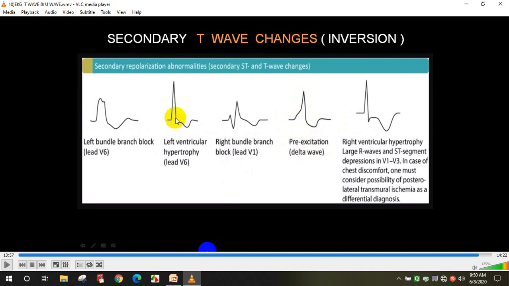If there is a narrow QRS and in V6 you see a tall QRS complex with a downsloping ST segment with T wave inversion, similar thing if you see in V1, this will be RVH. That is, the QRS complex will be taller, and the ST segment will be depressed or downsloping with T wave inversion. This is seen in a case of RVH with strain.